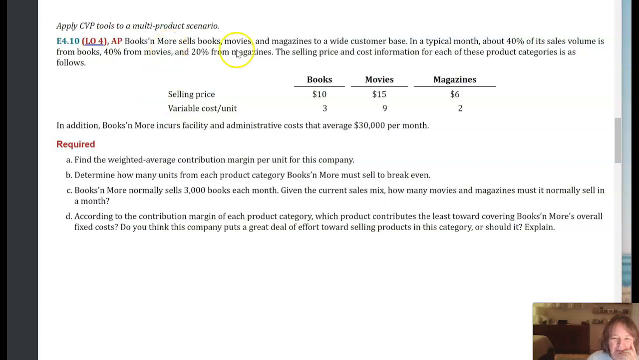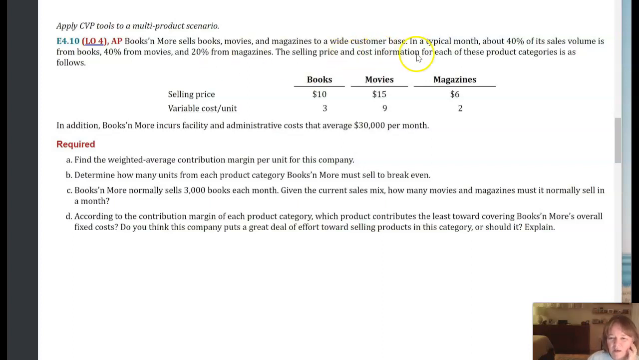So this company sells books, movies, and magazines to a wide customer base, and in a typical month, about 40% of its sales volume is from books, 40% from movies, and 20% from magazines. So what we were trying to do was figure out what the break-even would be for selling these 3 things. How many books, movies, and magazines would I have to sell? The assumption is that this breakdown of 40, 40, 20 stays the same, that it doesn't change. So that's a pretty big assumption. It's an approximation, that's what it tells you.